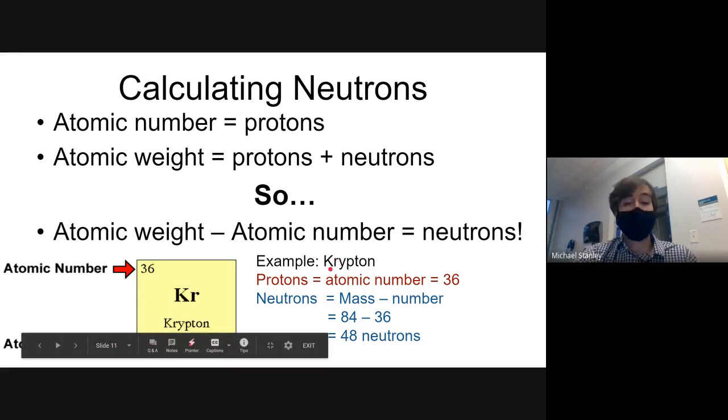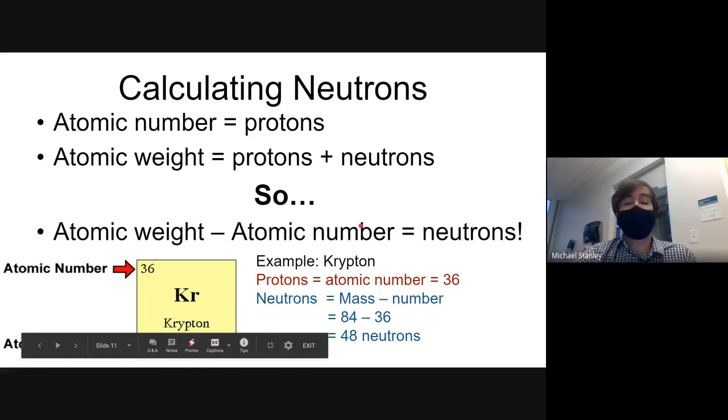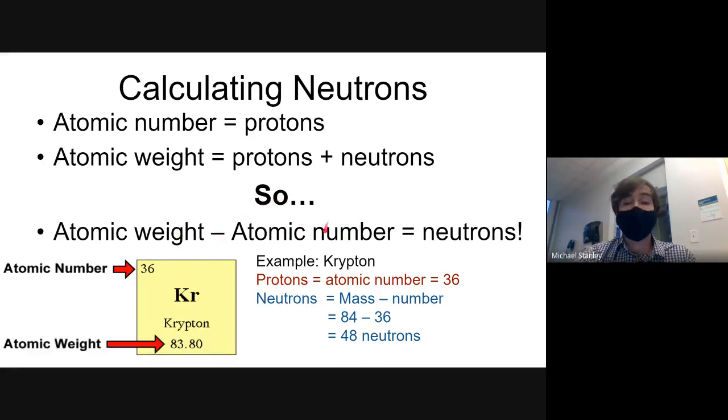All right, so again, the main thing to remember, and the thing that trips people up sometimes, is that the number of neutrons is not just the atomic weight. You have to do subtraction, the weight minus the atomic number.